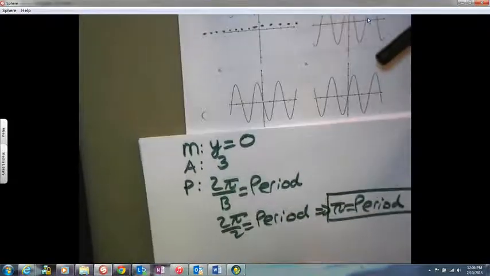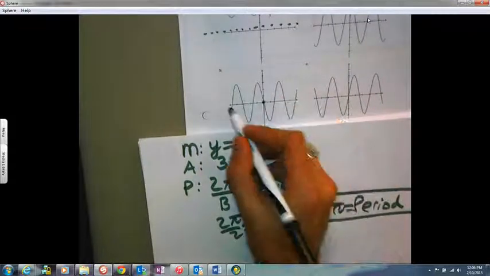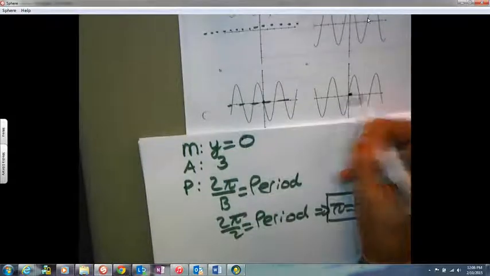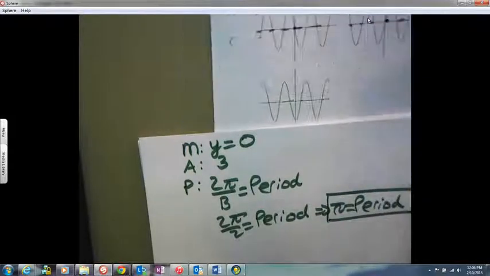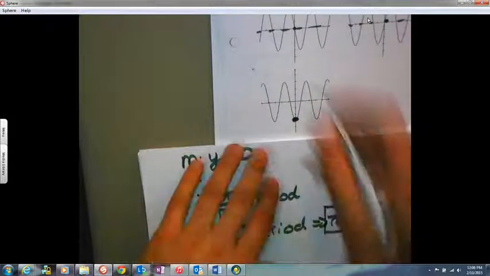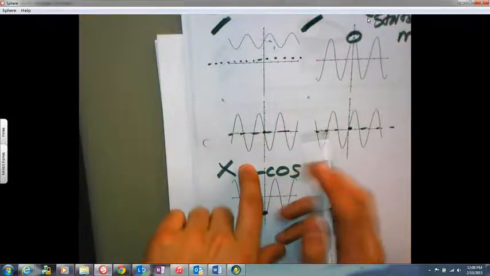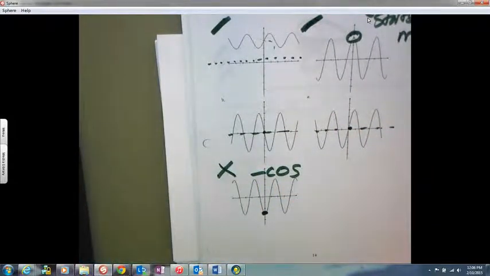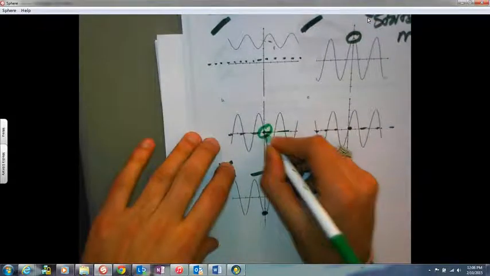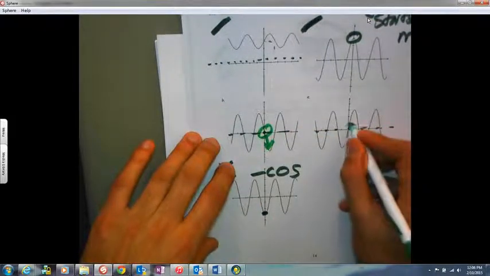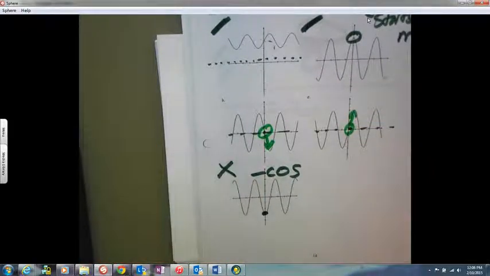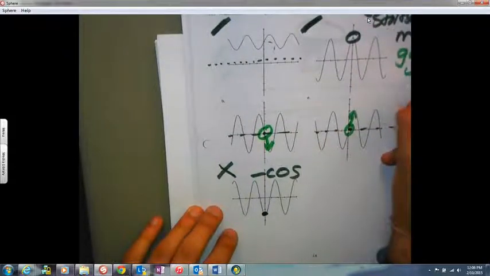B starts at the midline, that's fine. E starts at the midline, so that's a possibility. And C starts at the minimum, that is negative cosine, so this is out. So the answer is either B or E. Let's look in on those. The difference between B and E is that B starts at the midline and goes down, E starts at the midline and goes up. We want sine starts at the midline and goes up. Answer E is what we want.